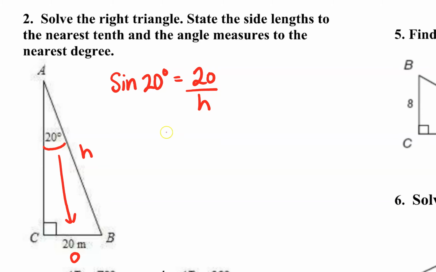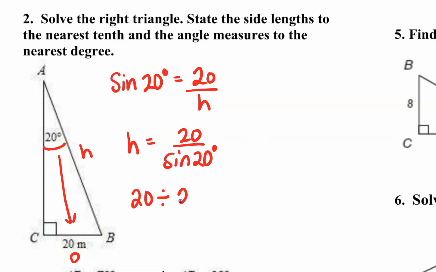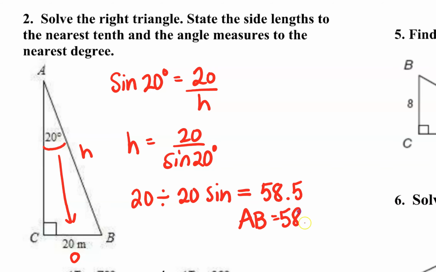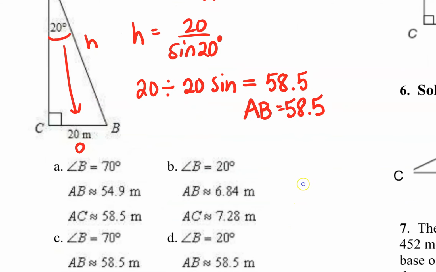Okay. When variables are on the bottom, I'm going to switch their places. So I'm going to divide 20 by sine of 20. So in my calculator, let's do it this way. I'm going to enter 20, divide by 20, sine is how I enter it, and then equals. Make sure you hit the equals or else you'll just get the sine of 20. And that came out to be 58.5. That is the side length of AB. So AB is 58.5.